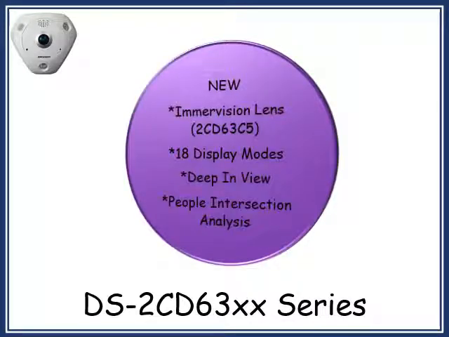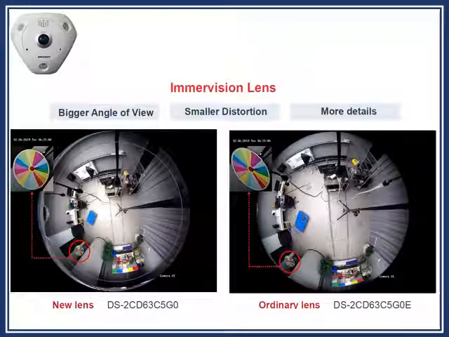The first important part to notice is that there is a Hikvision lens on the 12 megapixel camera, but we'll look a little bit more at this just now. There's also 18 different ways of decoding the video, and then there's the Deep in View technology which has been put into these versions of cameras, which is allowing us to do people intersection analysis. The great part about the Hikvision lens is that I get more details now because I've got smaller distortion and a bigger angle of view.